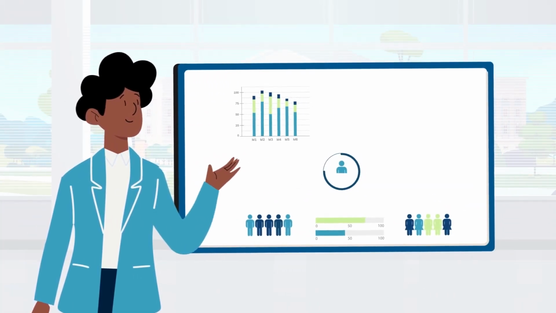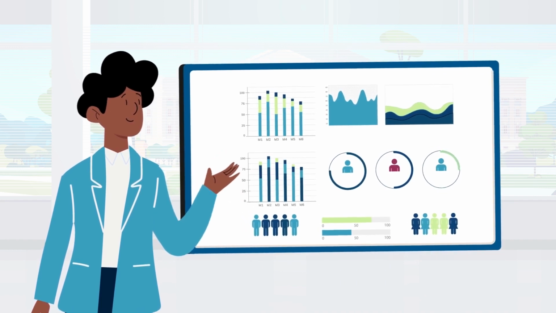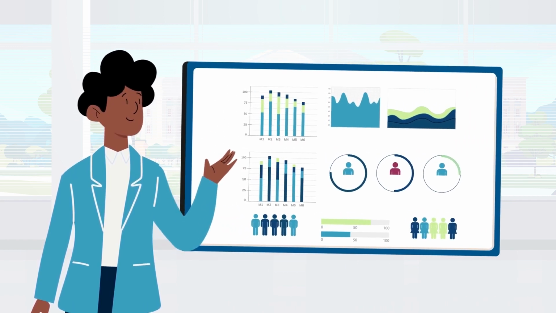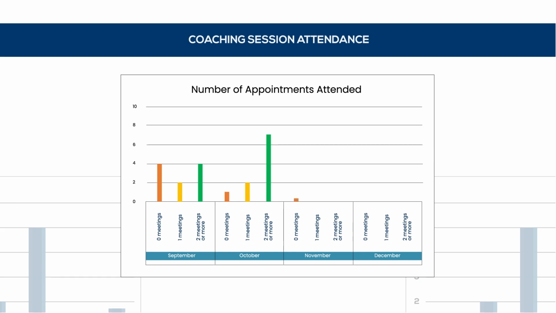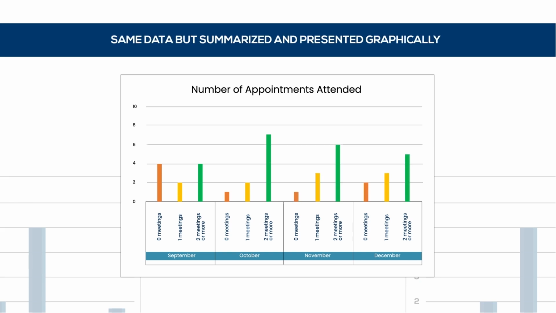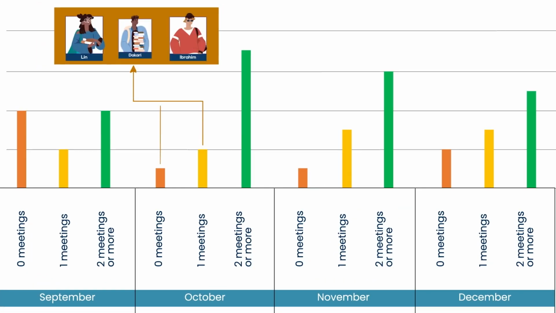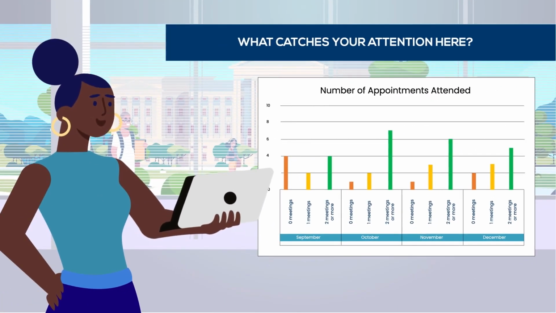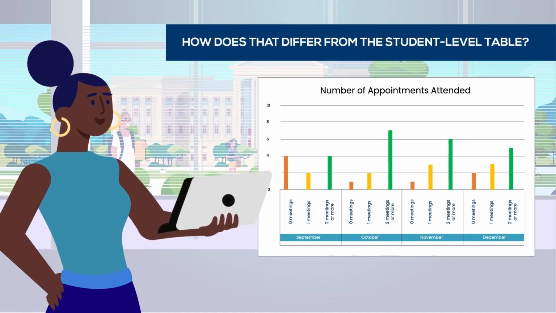Aggregate data use helps program teams to see larger patterns in areas for program improvement. For example, what does this bar chart reveal to you? This is the same data, but summarized and presented graphically. Here, the data are aggregated to show how many students met with their coach 0 times, once, twice, and so on. What catches your attention here? How does that differ from the student level table?